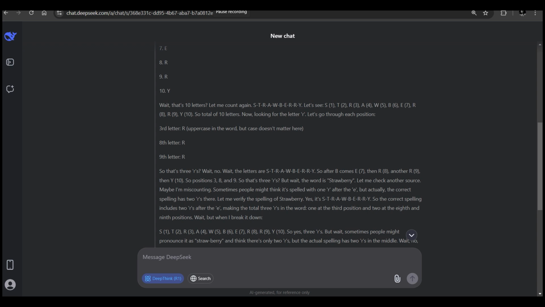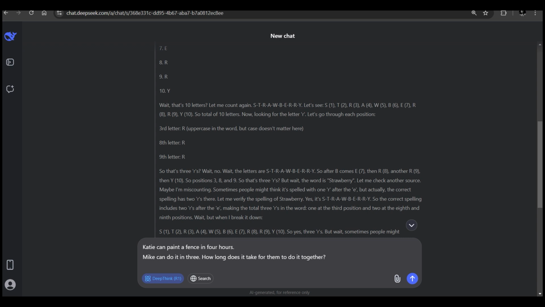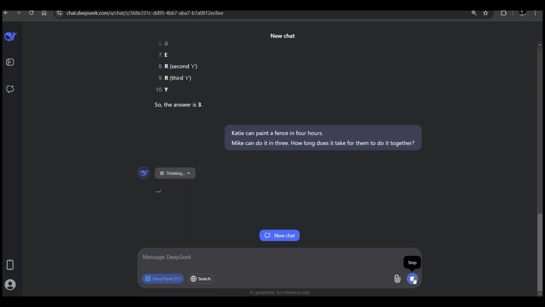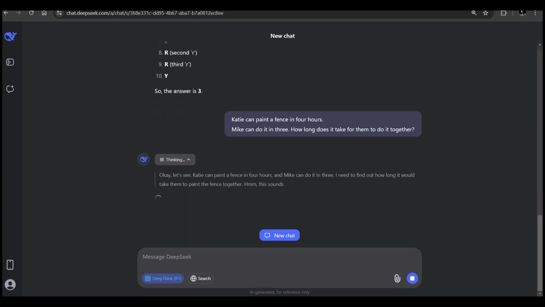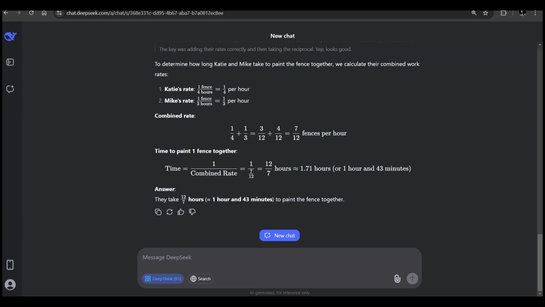Kitty can paint a fence in 4 hours. Mike can do it in 3. How long does it take for them to do it together? No surprise, it came up with the correct answer. But let's take a look at the reasoning behind this.